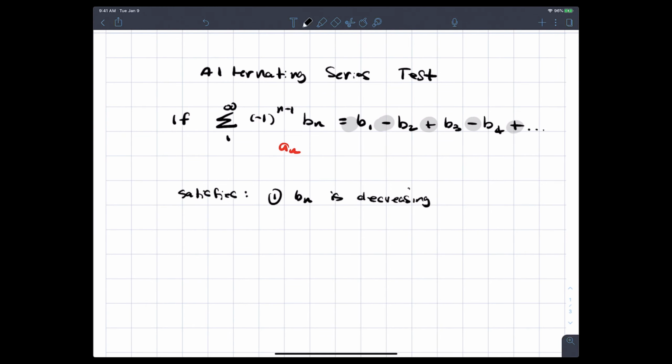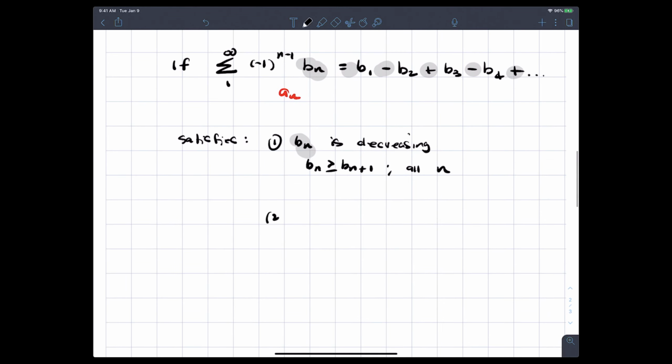Okay, so it has to be decreasing, and your book gives you a definition, and it's kind of like saying Bn plus 1 is supposed to be getting smaller for all n. And so you have a decreasing Bn term. They're talking about this portion. So Bn has to be decreasing. That's our first assumption. The second assumption is that the limit as n goes to infinity of Bn has to equal 0.